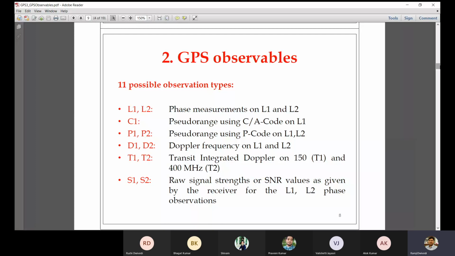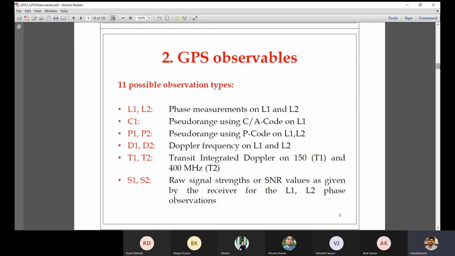Okay, so L1 and L2 are the phase measurements on L1 and L2. C1 is the pseudo range using CA code on L1. P1 and P2 are the pseudo ranges using P code on L1 and L2. D1 and D2 are the Doppler frequency on L1 and L2. T1 and T2 are the transit integrated Doppler at 150 megahertz for T1 and 400 megahertz for T2. S1 and S2 are the raw signal strength or SNR values as given by the receiver for the L1 and L2 phase observations.